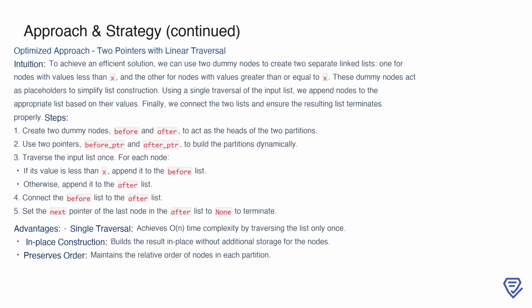This approach not only achieves an O(n) time complexity by using a single traversal, but it also operates in place without requiring extra storage for the nodes. Another advantage is that it preserves the relative order of nodes within each partition, which is a key requirement.